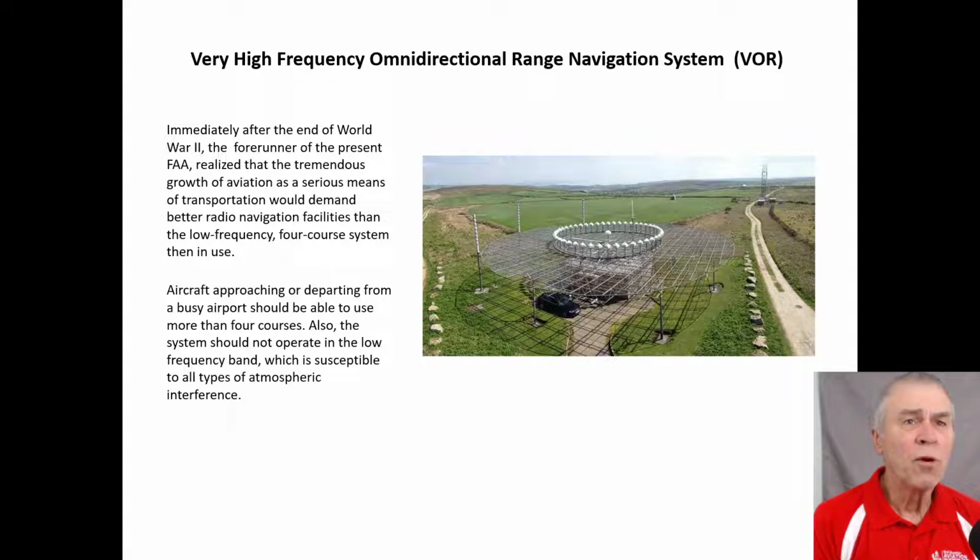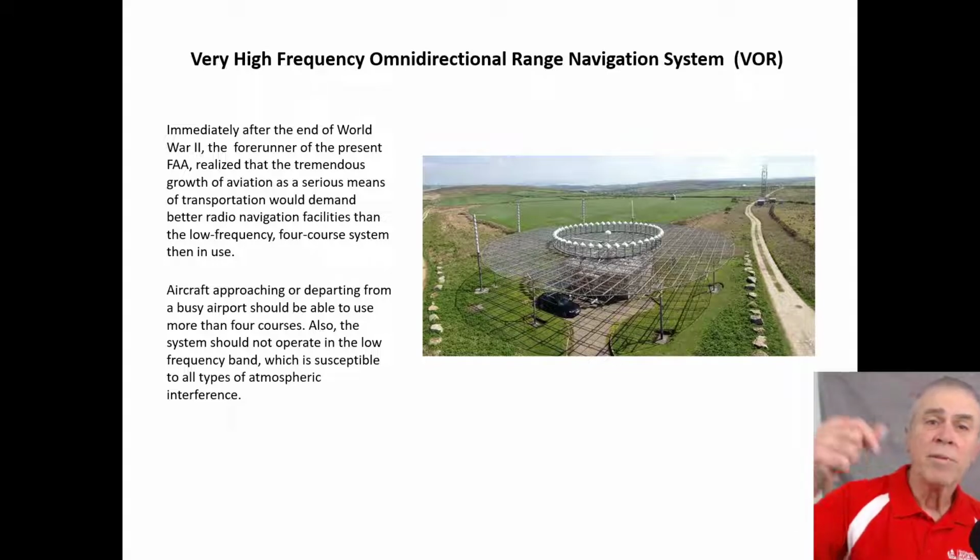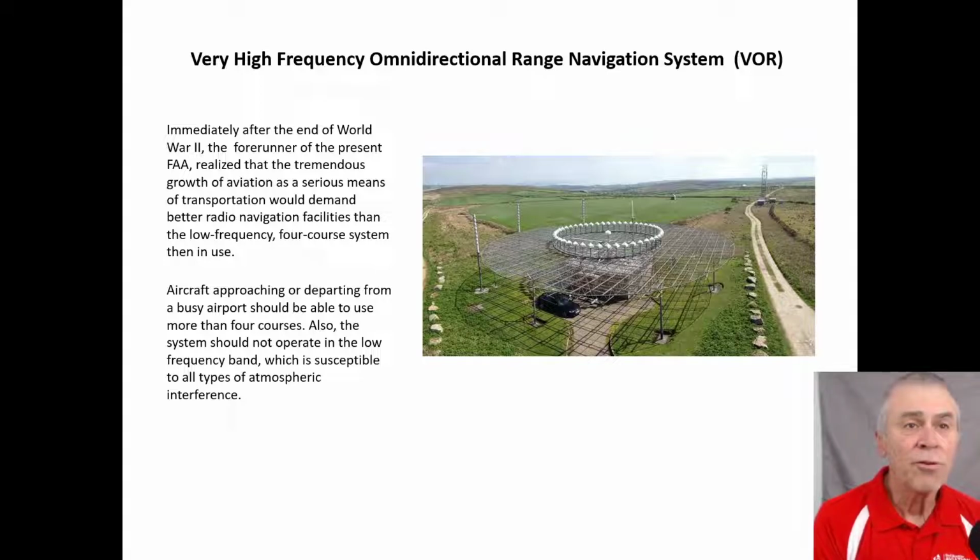This came after World War II. The forerunner of the present FAA realized that they needed some navigation set up. I mean, early navigation may have just been somebody lighting bonfires or holding torches. Not that effective. Aircraft approaching or departing from a busy airport should be able to use more than 4 courses. Also, the system should not operate in the low frequency band, because it's susceptible to all types of atmospheric interference. I don't know if that's telling us much about the system.